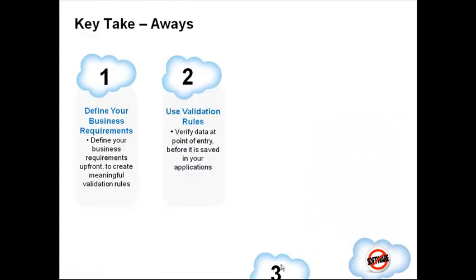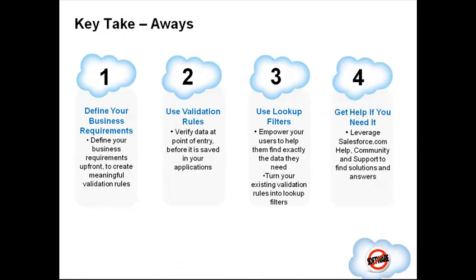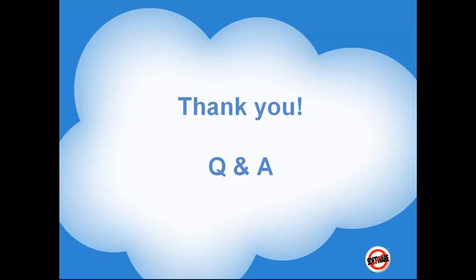Let's do it. So I really appreciate everybody spending the time with us. We need to wrap things up so we have some time for your questions. The key takeaways are, go and do it, right? Define those business rules, use validation rules and lookup filters. Maybe even look at your existing validation rules. Can you make some lookup filters to help your end users go faster? And then, get some help if you need it. There are a lot of places that you can get support out there. So with that, let's take some questions.